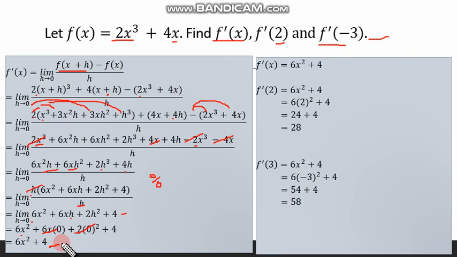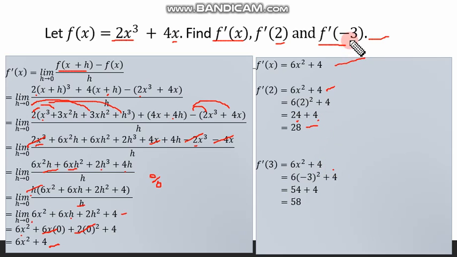So this is the general expression of the derivative of 2x cubed plus 4x. The general expression is 6x squared plus 4. And it's very useful to get f prime of x, f prime of 2, and f prime of negative 3. So the derivative f prime of x is 6x squared plus 4 itself. For f prime of 2, we use the general expression 6x squared plus 4 and plug in the value of x, which is 2, so 6 times 4 is 24, plus 4 is equal to 28.